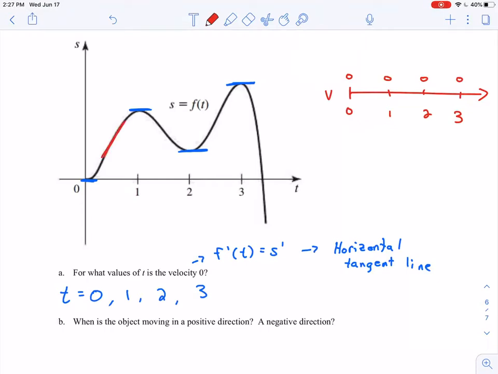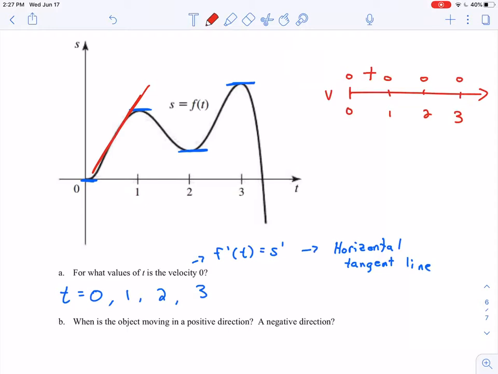I'm going to sketch in the tangent line. It doesn't need to be the whole tangent line. If I look at that point right there, the slope of the tangent line that I've drawn, is that a positive slope or a negative slope? Well, it might be hard to tell, but it's positive. It's increasing. So if the slope of the tangent line is positive, it means that the derivative is positive, which means that the velocity is positive. So my velocity is positive between 0 and 1, because the tangent line has a positive slope.